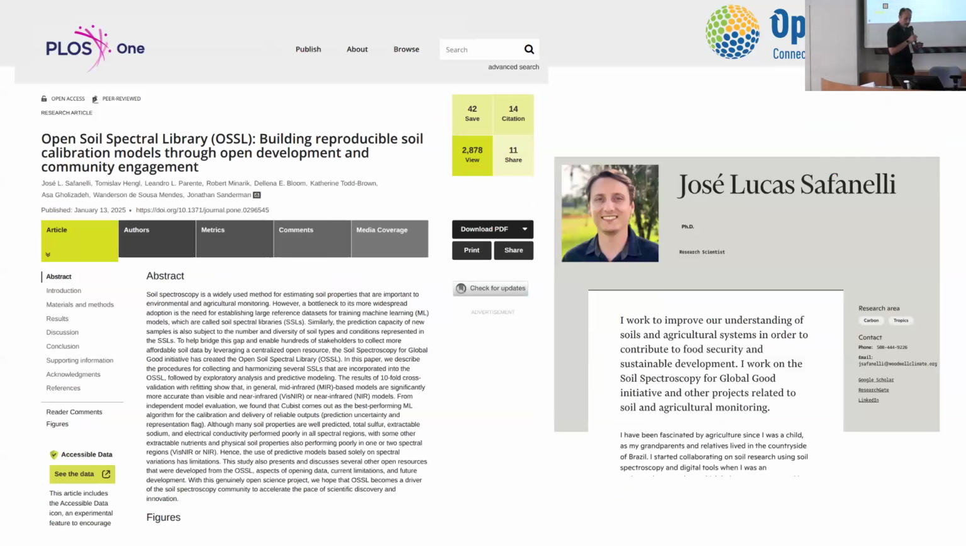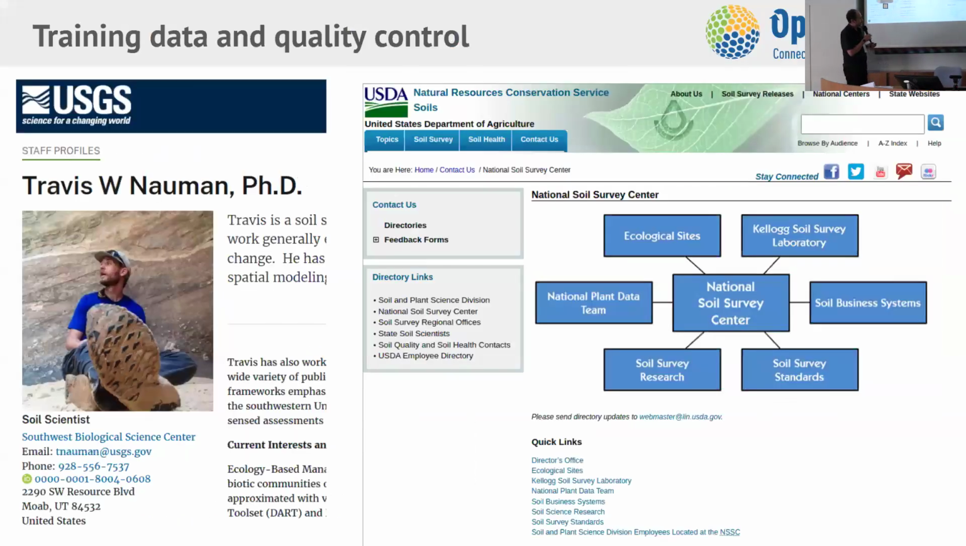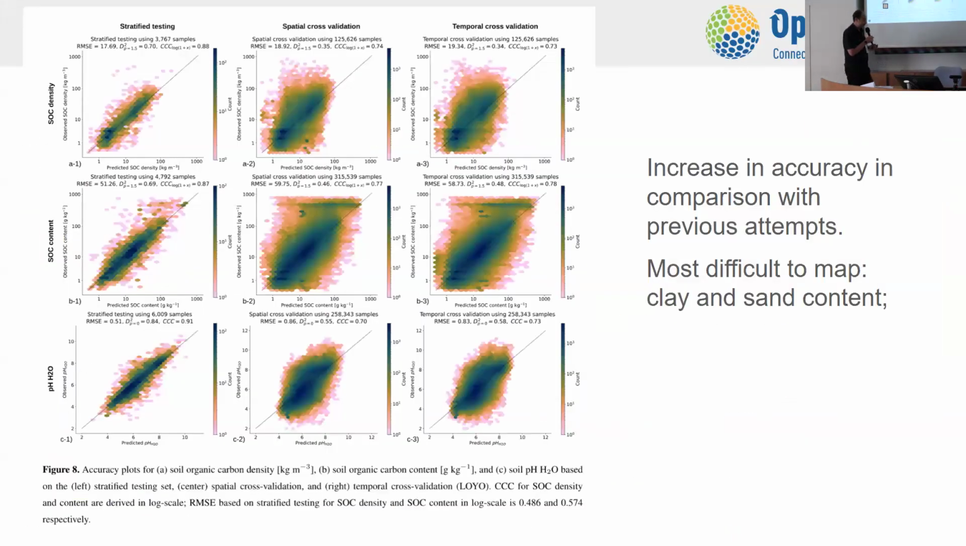And also José Safanelli, originally Brazilian, but working at the Woodwell Climate Research. We worked about 3 years on making this open soil spectral library, and that's also a basis for this OpenLandMap SoilDB. So he also helped a lot, and I'm really grateful, especially to Travis and José. Interestingly, when you look at the list of people, most of the co-authors are actually Brazilian. So the SoilDB is really a Brazilian product in essence. Samba based.